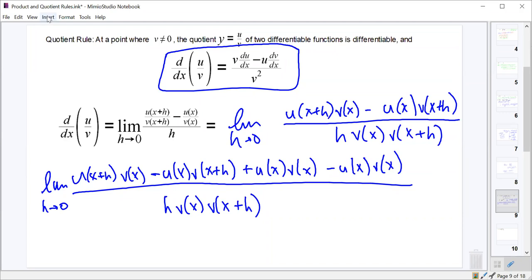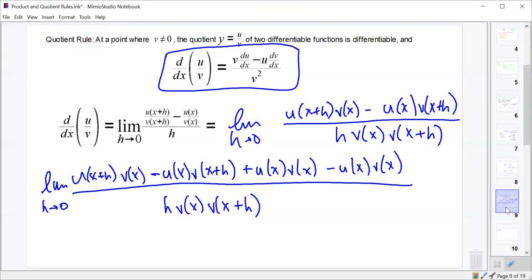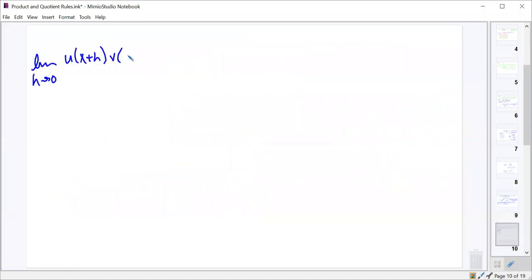So let me give ourselves a new page here and do this. We have the limit as h approaches 0 of u of x plus h, v of x, right? Minus u of x, v of x. I'm just going to put that over h for now, even though I know I have a v of x plus h and a v of x down there.